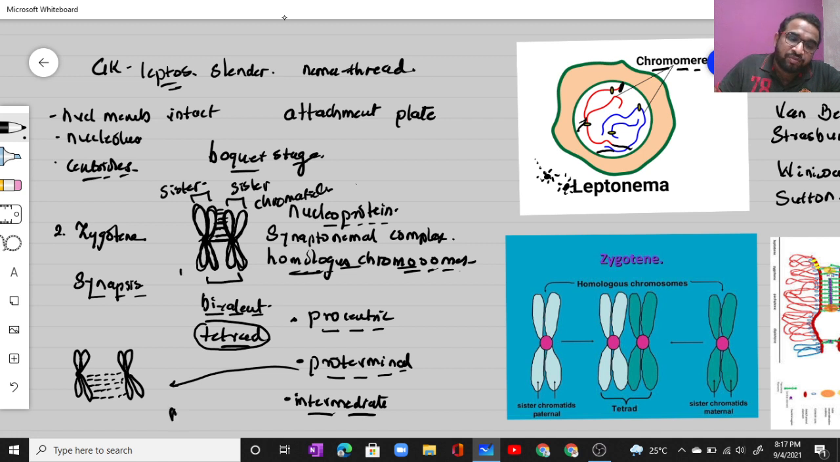synapsis. Now these all three points were given by the scientist Moses in the year 1956. Okay, now let us talk something about the synaptonemal complex. We know that the synaptonemal complex is formed between the homologous chromosomes, right? And it is a structure that is formed of nucleoprotein. Protein is one part and nucleo means the nucleic acids are also there. So it is called a nucleoprotein.